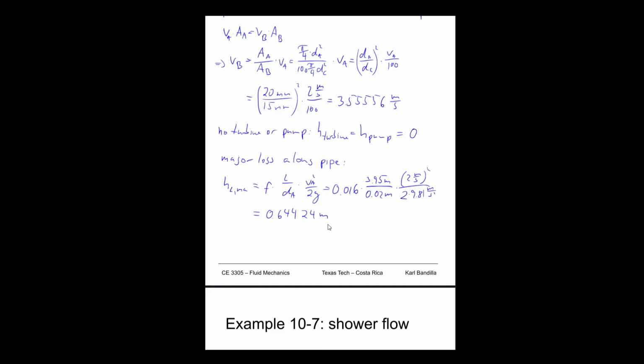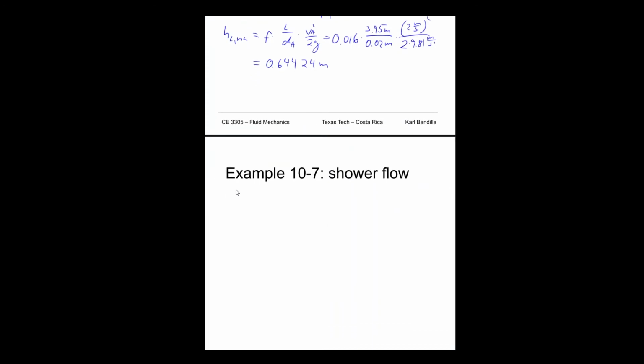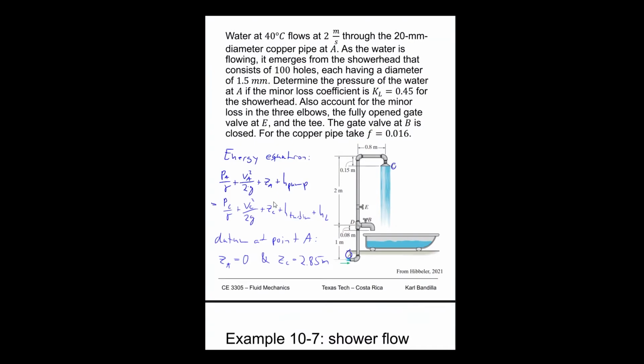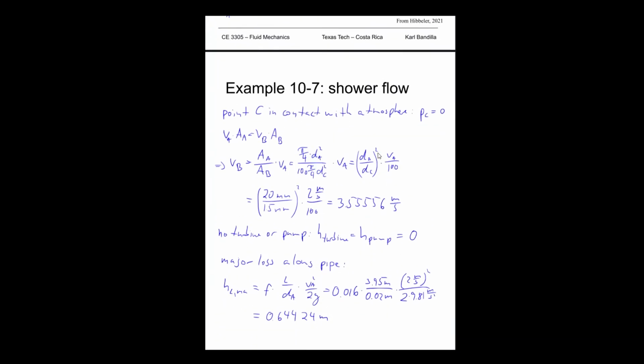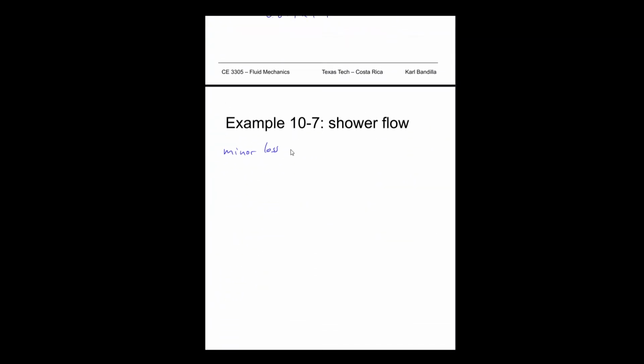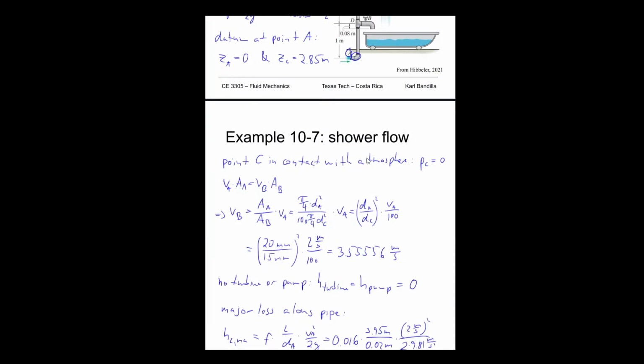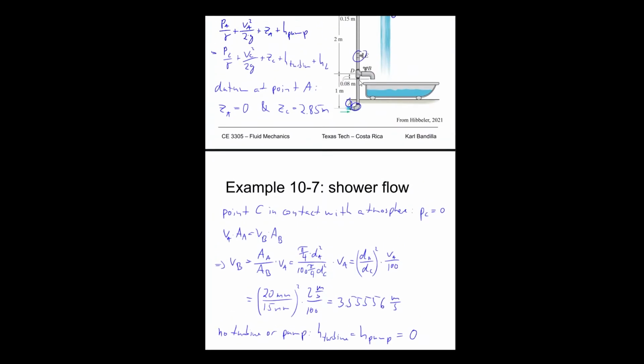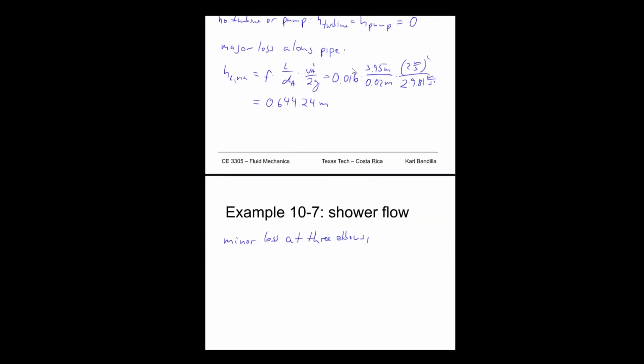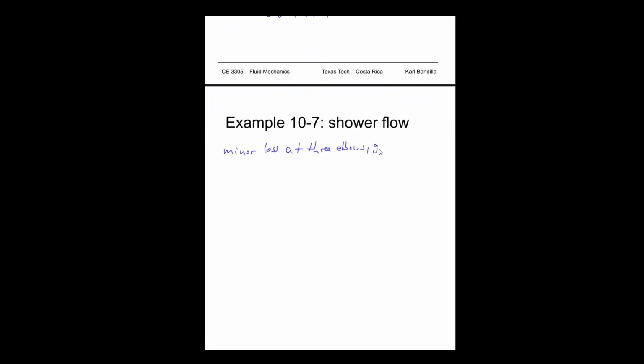Then we can also find our minor loss, right? So what do we say? We said we have a minor loss. And we had that, let's see, we have 3 elbows. 1, 2, 3 elbows. So we can say minor loss at 3 elbows. They're all 90-degree elbows. What else? We have our gate valve here. And we have a T right there. So we can say gate valve.